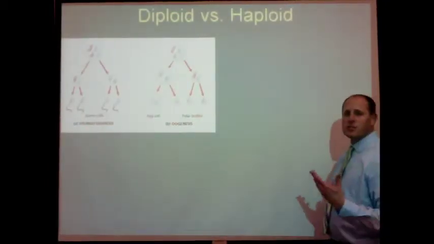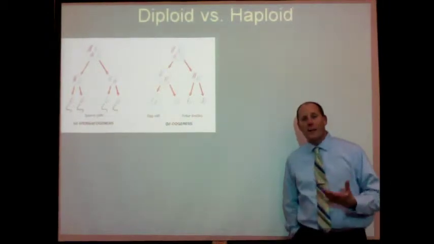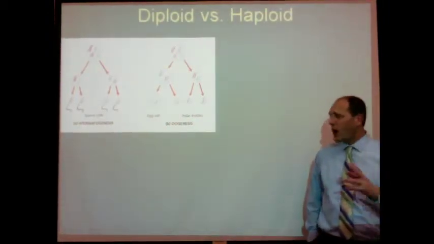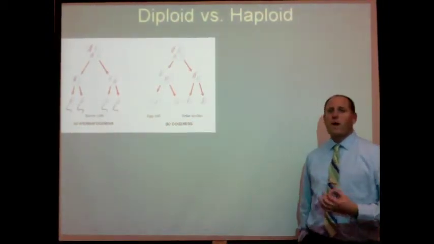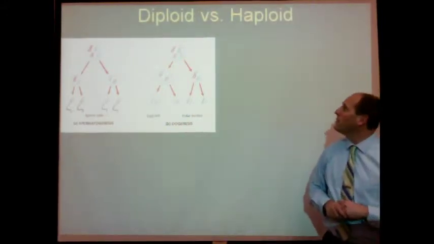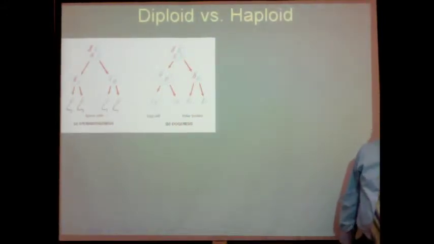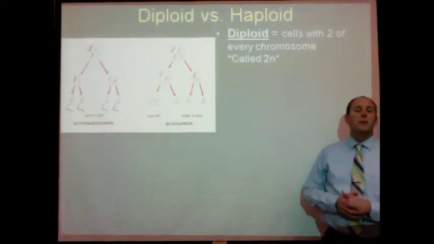Now when we look at our cells, when we look at the particular chromosomes that are in our cells, what we find is we have a couple different types of cells. We have one type of cells that are called the diploid cells, and one type that is called the haploid cells. So let's look at the diploid cells first.